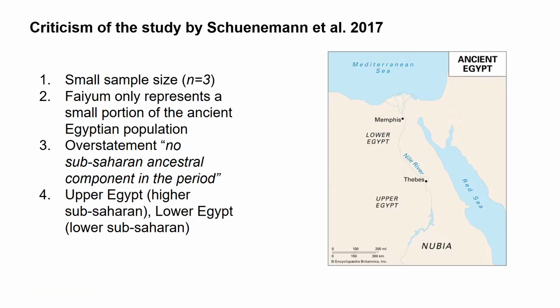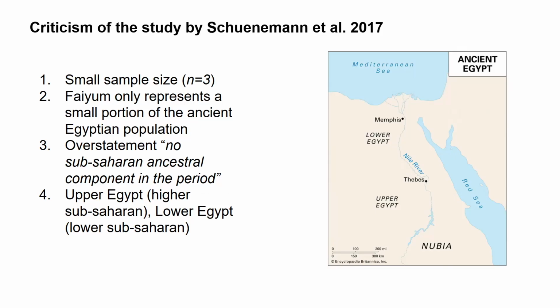Now, this study, though, did have some criticism. There's actually a massive Wikipedia article that just goes bashing this article. You had a small sample size. You can't really say a lot when you only have 3 individuals for a 5,000-year historical time period or a 5,000-year-old historical culture. And then the Fayum actually only represents a small portion of the ancient Egyptian population. There were some overstatements in the article.